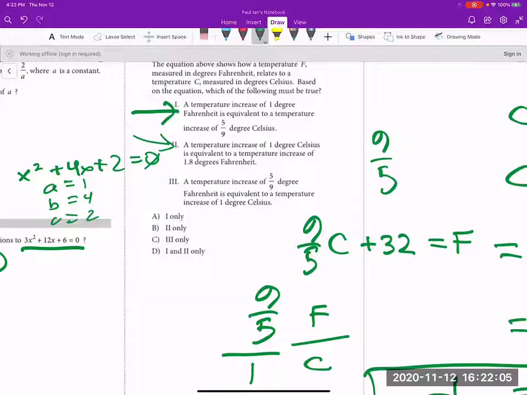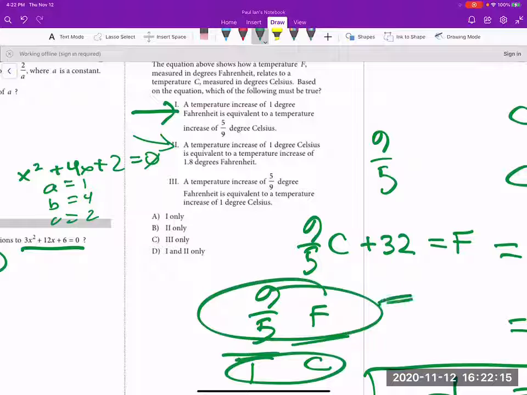Let me think. Okay, so this one would be the same. Oh, okay, yeah. It'll be true because an increase in Celsius right here would give you 9/5 or 1.8. So this one's true as well. True, true. All right.